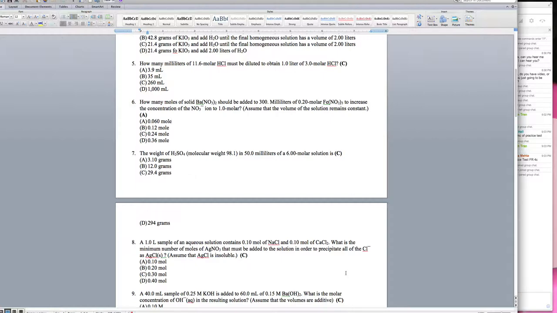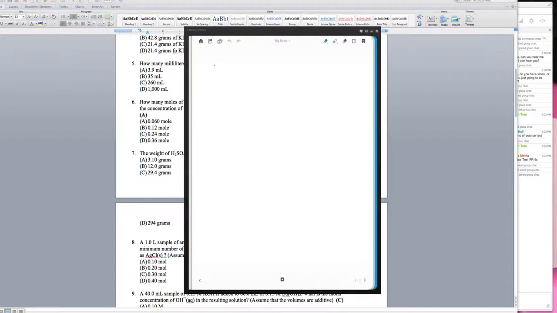Let's see, we have a 1-liter sample of 0.1 molar NaCl and 0.1 moles of CaCl2, and how much AgNO3 do you need? Okay. All right. So we have 1 liter, and we have 0.1 moles of the NaCl and 0.1 moles of the CaCl2.